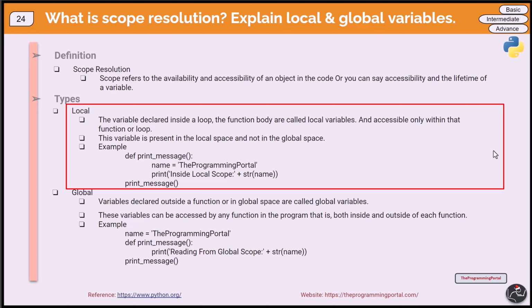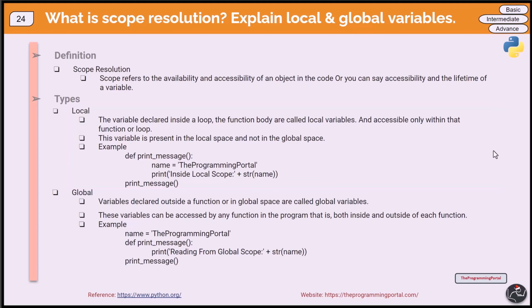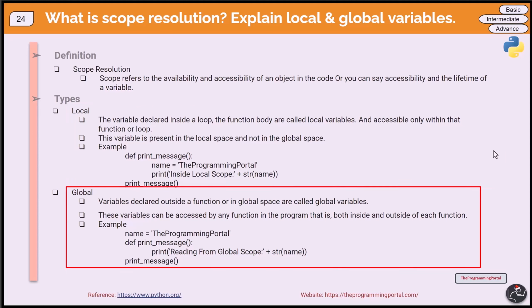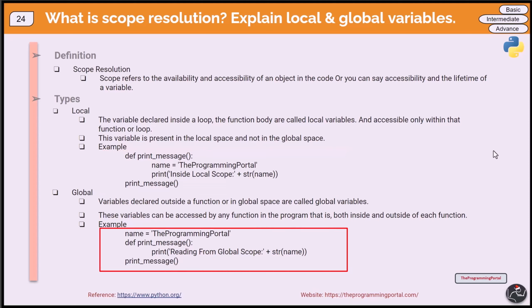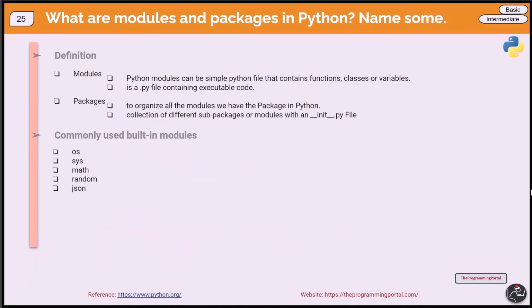This is what we call a local variable, and it is present in local space. But let's say we declare a variable outside a function or in a global space, then they are accessible from anywhere in the code and are called global variables. We have an example where name is declared inside a function, so it is part of local scope and called a local variable. And next we declare outside the function, so it can be accessed outside or inside the function as well.